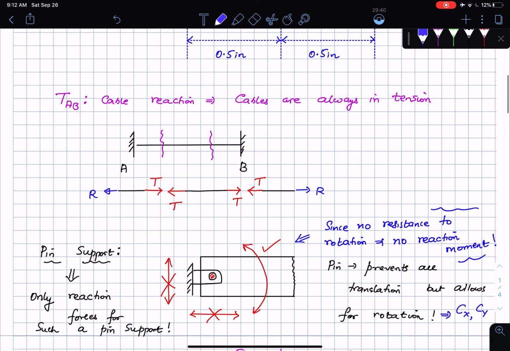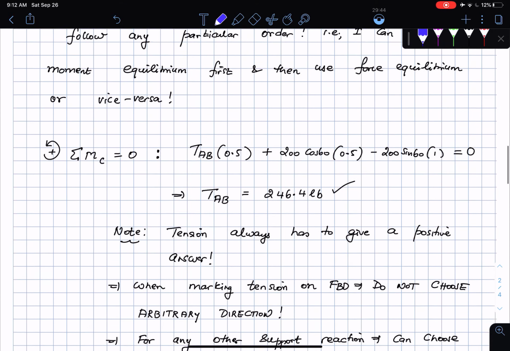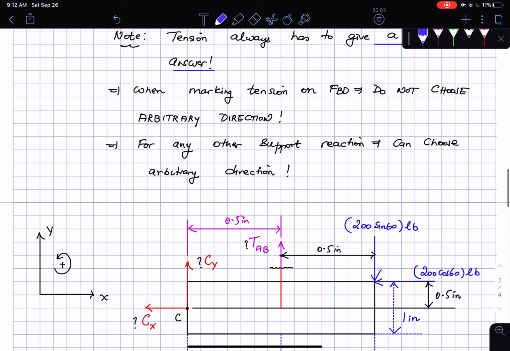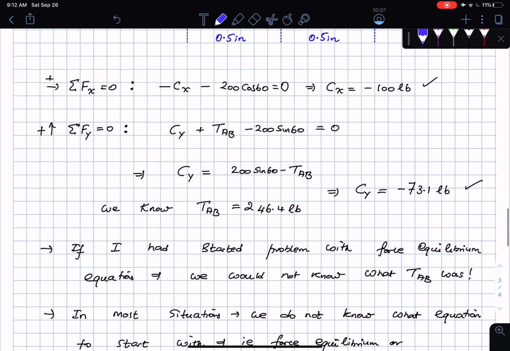Okay, all right. So then I start by summing moments at the point C, and then I end up with the solution for the tension. The tension is always going to be a positive value. Okay, this is something that I'm very particular about. If you get a negative value, even though your magnitude is correct, you will not receive any score for that. You will not receive any credit for that. Okay, and then I find the other support reactions by summing forces in the x and y directions.